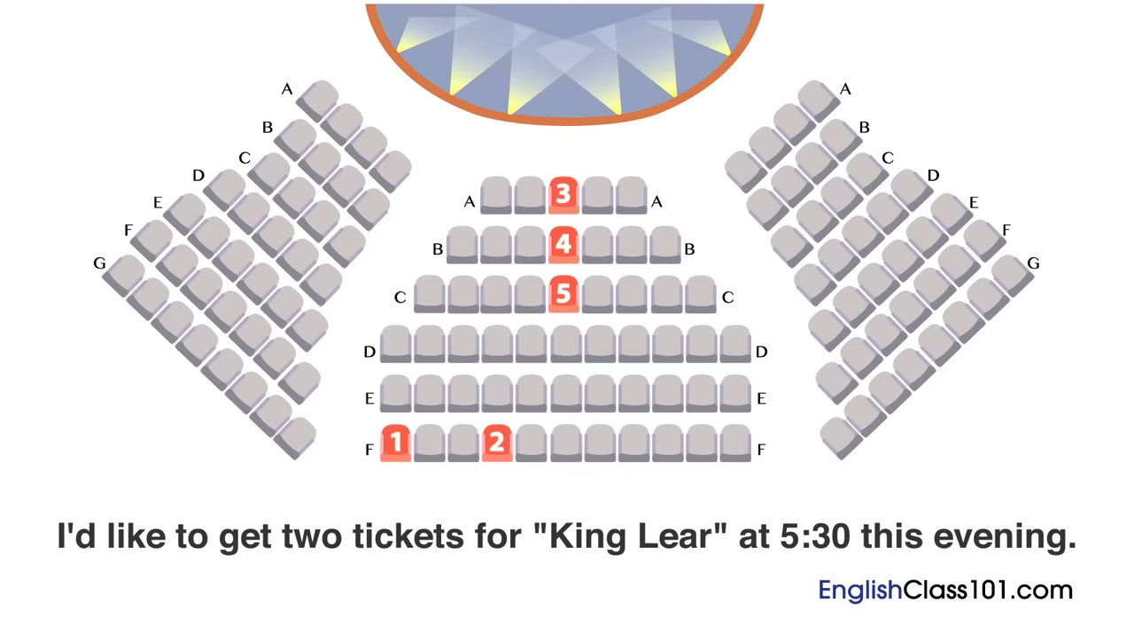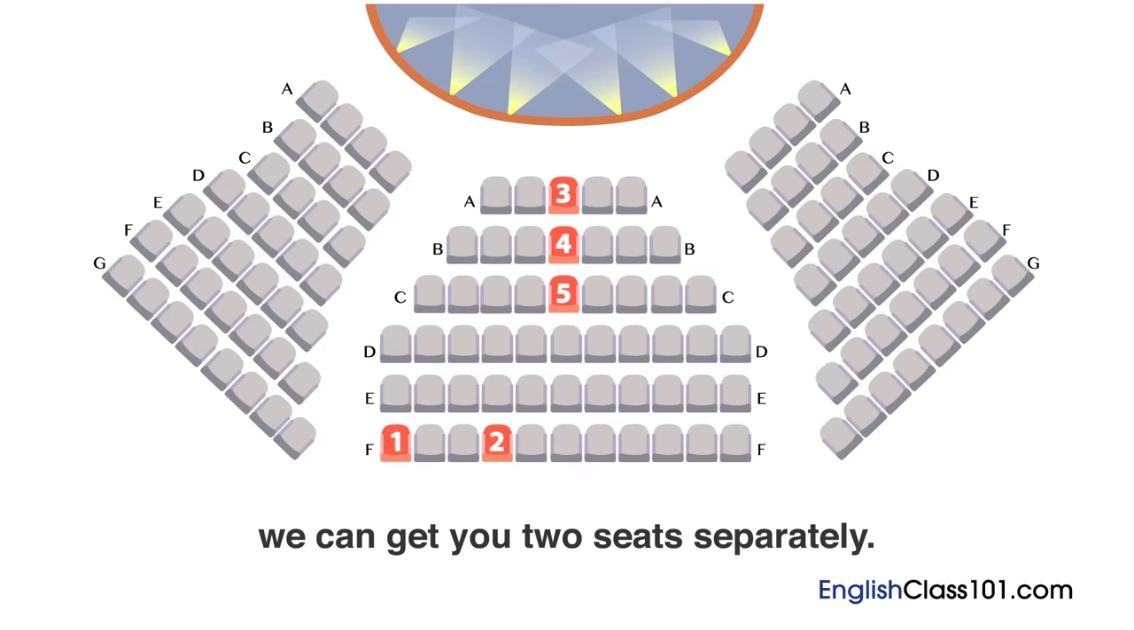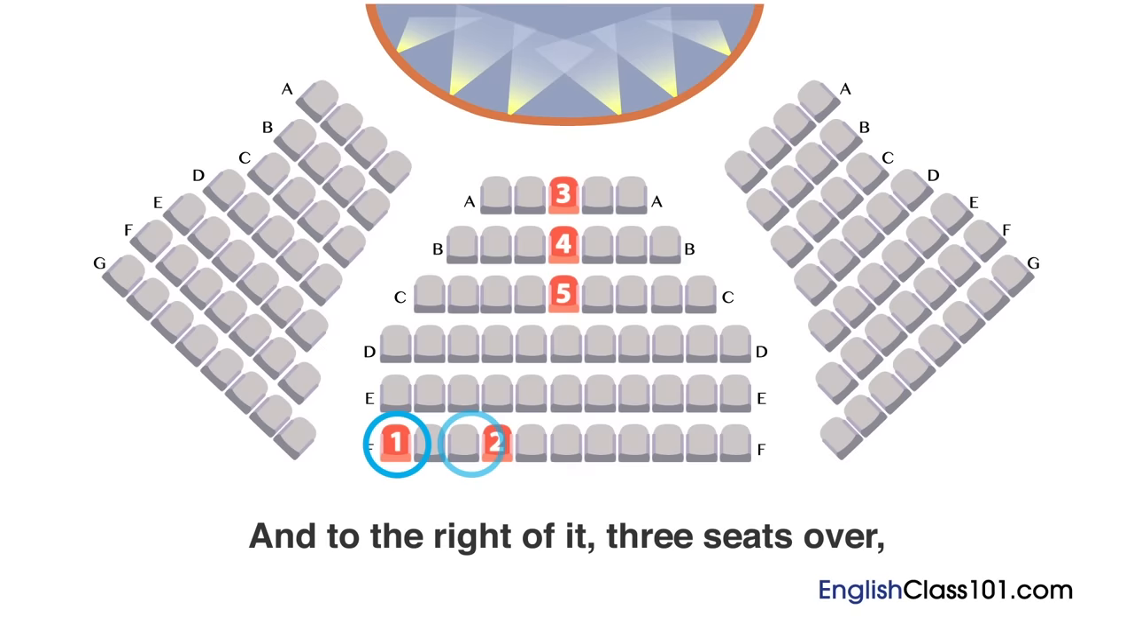We do have a few seats left, but I'm sorry to say we don't have any next to each other. If you don't mind, though, we can get you 2 seats separately. Okay, we don't mind. Do you have any particular requests? Well, do you have any aisle seats? Yes, we have an aisle seat at the left side of the center section. And to the right of it, 3 seats over, we have another free seat. To the side? Okay, then please book that aisle seat.